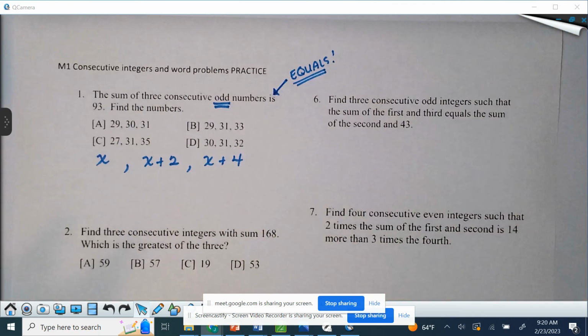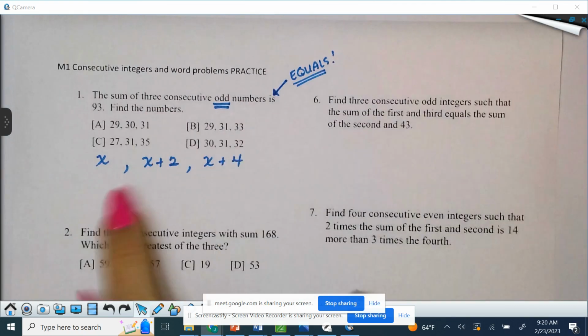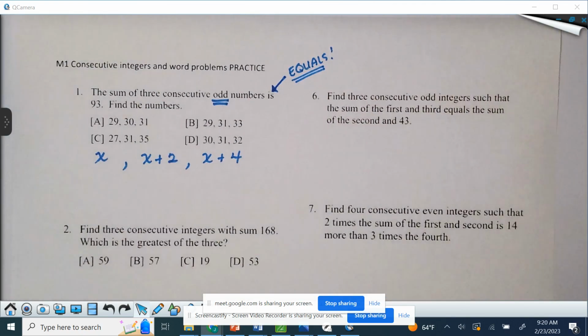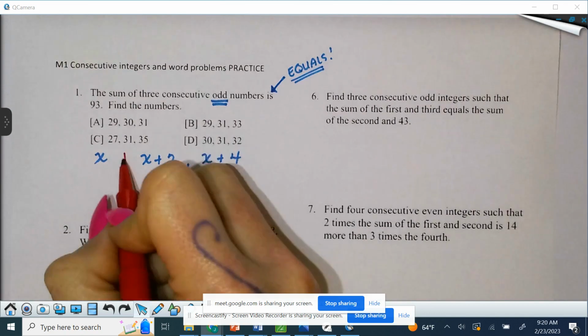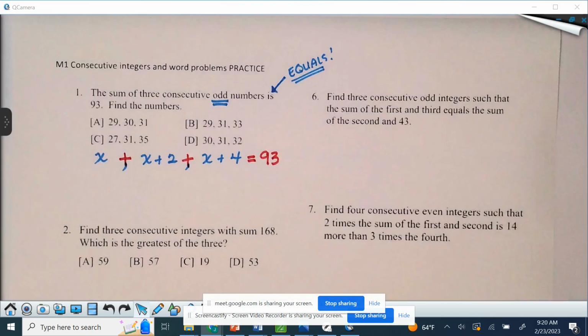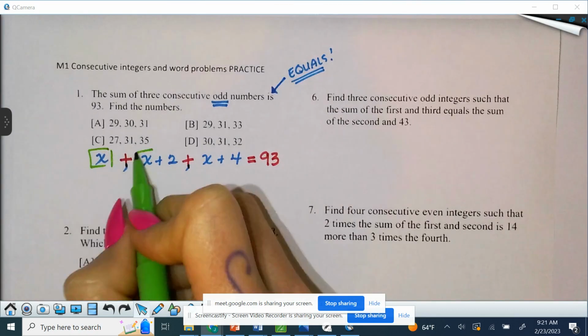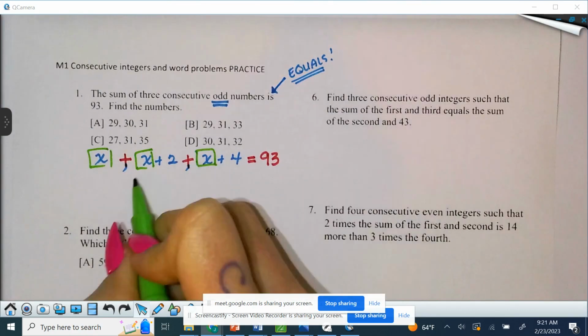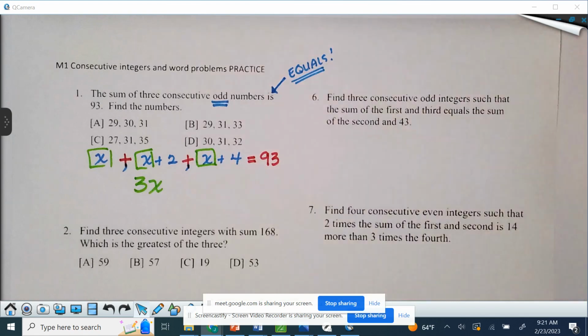So the sum of 3 consecutive odds. So this is the first one, second one, third one. So what we're going to do is add them together. So I'm going to put a plus, and then equals 93. Now you're consolidating like terms. So I have an x, and an x, and an x. So that's going to give me 3x. Constant.